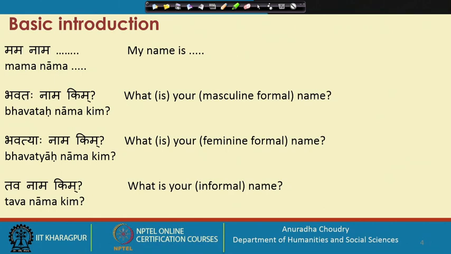I'll show you the written form of what we have just done. We have Mama Nama to say that my name is. The question to a man is Bhavataha Nama Kim? To a lady is Bhavatyaha Nama Kim? And then we have the informal way of asking. The informal question is Tava nama kim. Now the tava doesn't depend on the gender. You can ask a man as well as a woman the same question. Tava nama kim. And the answer is Mama nama whatever. It can be Mama nama Piyush Kanti Palaha or Mama nama Archita. It would not change.